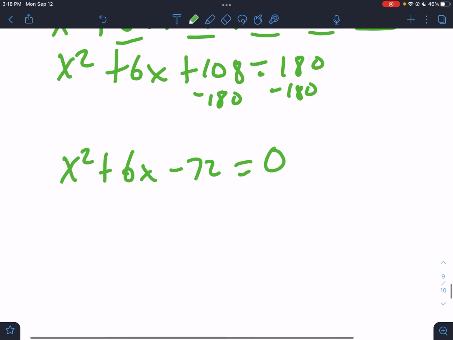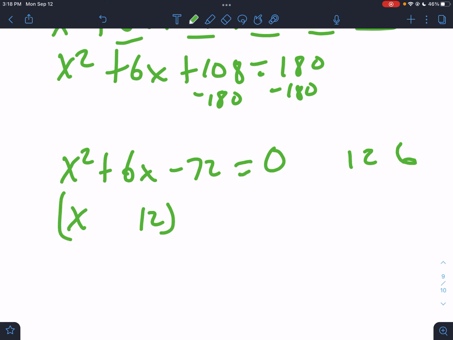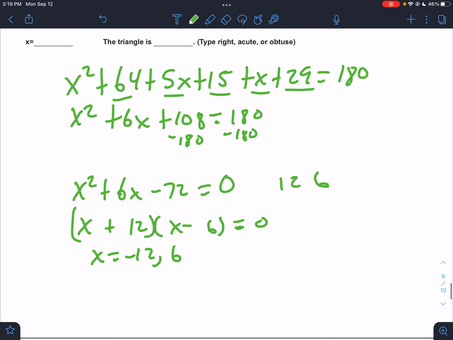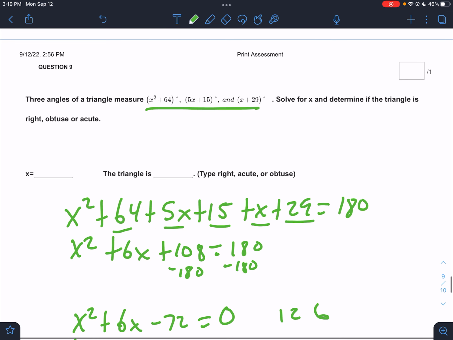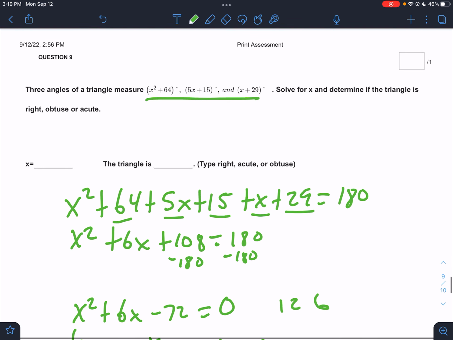Factoring, if you remember, it's the factors of 72 that have to subtract to equal 6. That's going to be 12 and 6. So x and 12, x and 6, and I want positive 6, so it's going to be plus and minus. So x would equal negative 12 or positive 6. I got to try both answers out. Do I see any issues immediately?